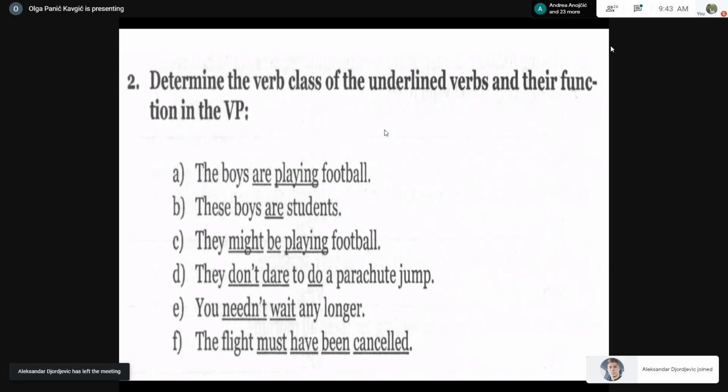Okay, Mila Jović. I'd say might be is an auxiliary. Okay, good. It's just that you have to label them separately. Oh, okay. So, might, auxiliary. Might is a modal auxiliary. Good. Might, modal auxiliary. B is primary auxiliary. Good. And playing is lexical verb.